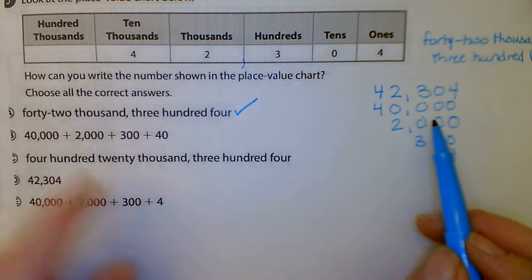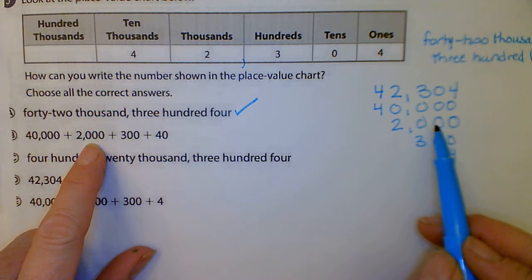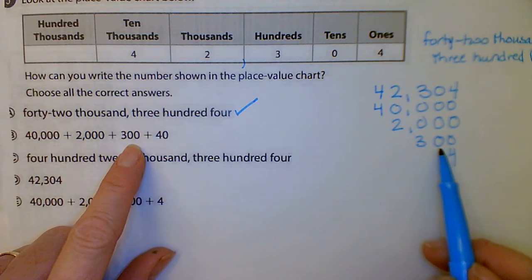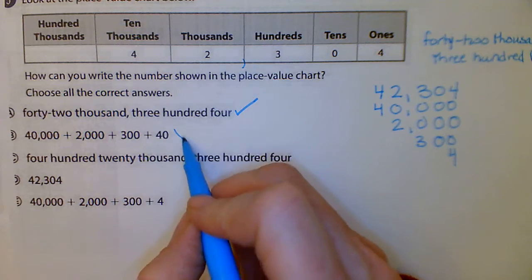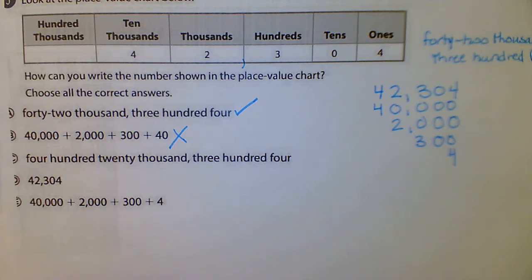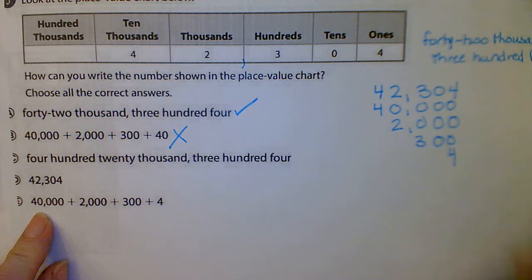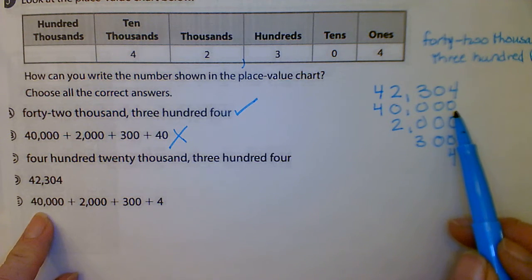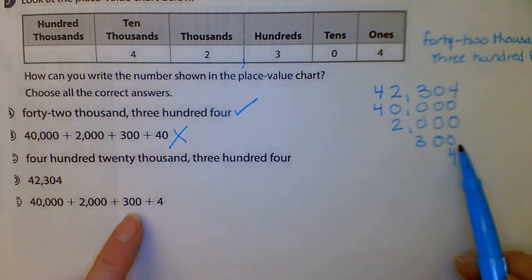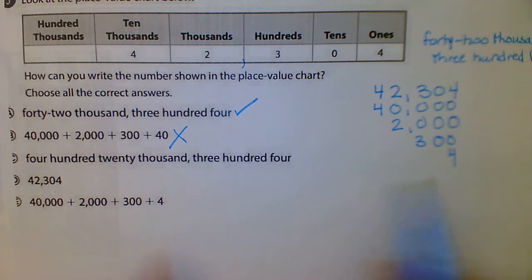So I know it would be 40,000 plus 2,000 plus 300 plus, this is wrong. They definitely got that wrong. What about down here? I see they did it again. Let's look at that. 40,000 plus 2,000 plus 300 plus 4. This one works. I bet a bunch of people pick that one, though, because they just look at it and it looks right, but it's not. You definitely have to do the work to make sure you get these correct.